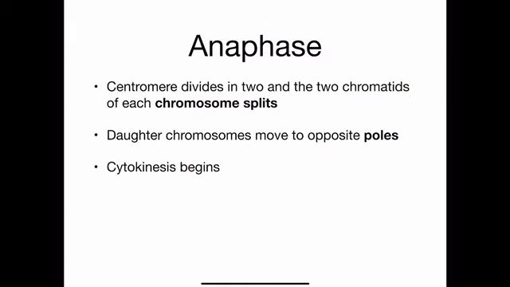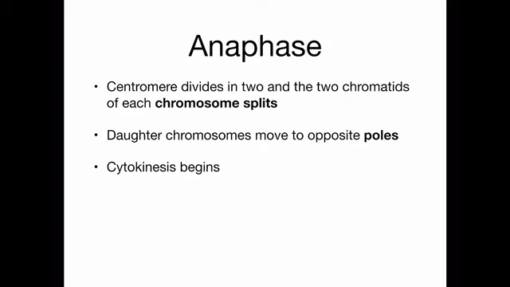Okay, so anaphase. At anaphase, your centromere divides in two. The chromosomes divide in two, which means that the chromatids move in opposite directions to the poles. In order to get your mark in the exam, you have to mention that the chromosomes, or the chromatids rather, are moving to opposite poles. That phrase is crucial, and you must be able to state that like that.